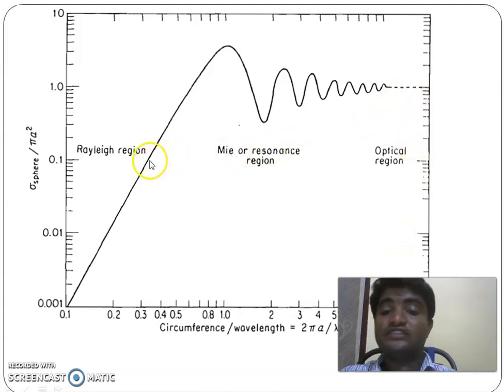In between the Rayleigh region and the optical region we have a resonance region. In the resonance region the radar cross section varies in an oscillatory manner with the frequency. This is the radar cross section of the sphere, a simple all-reflecting object having the shape of a sphere. This is about radar cross section, and next I will discuss the various losses associated with the radar system.